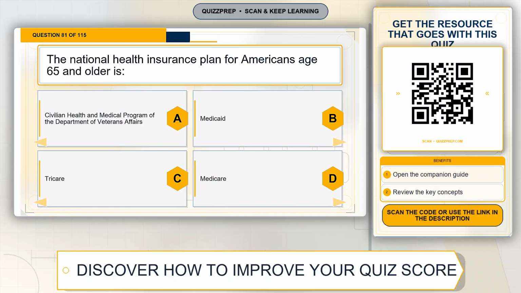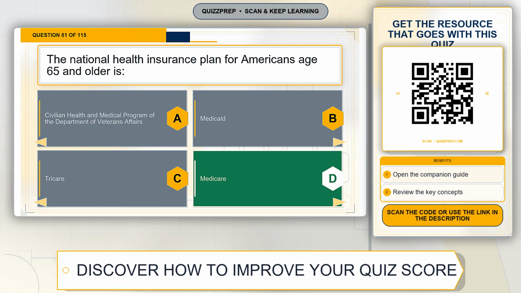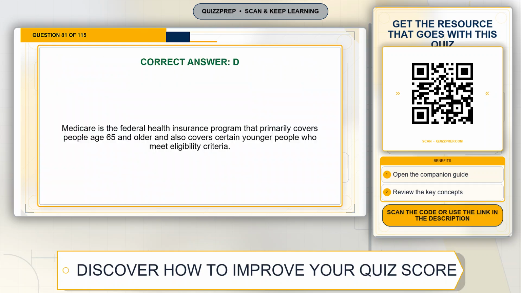Question 81. The National Health Insurance Plan for Americans age 65 and older is: Option A, Civilian Health and Medical Program of the Department of Veterans Affairs. Option B, Medicaid. Option C, TRICARE. Option D, Medicare. The correct answer is option D, Medicare. Explanation. Medicare is the federal health insurance program that primarily covers people age 65 and older and also covers certain younger people who meet eligibility criteria.